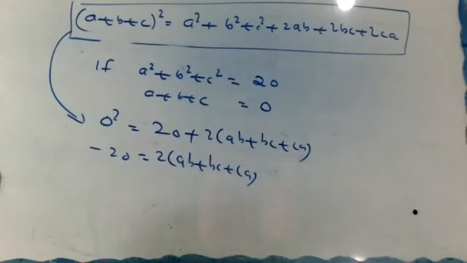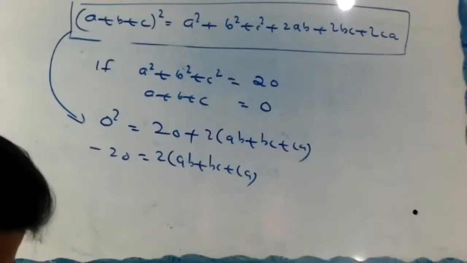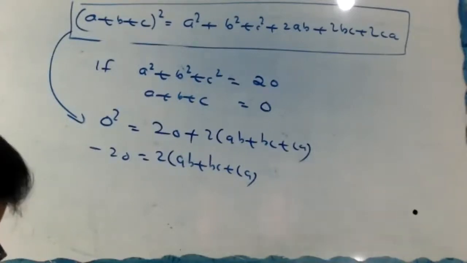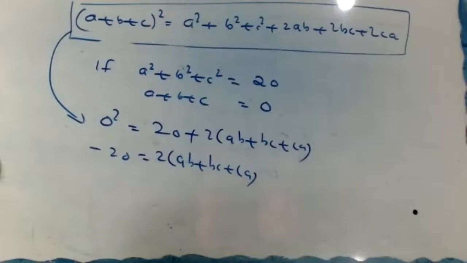Now this one, also number system. I don't think you have doubts, you almost finished all. Okay, now next question. If a square plus b square plus c square equal to 250, then ab plus bc plus ca equal to 3. Find a plus b plus c.